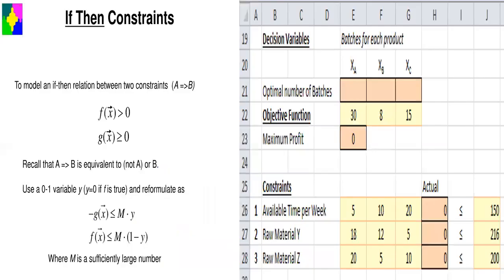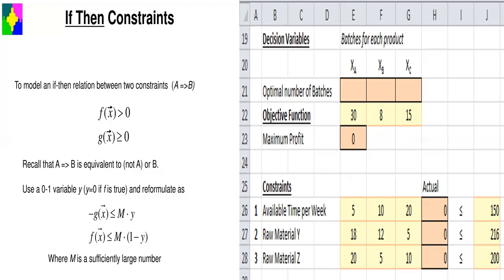Another type of constraint in advanced programming is if-then constraints. Here in the model, there is an if-then relationship between two constraints A and B. If f of x is greater than 0, then g of x is greater than or equal to 0. Recall that A implies B is equivalent to not A or B. Use a 0, 1 variable y equal to 0 if f is true, and reformulate as minus g of x is less than or equal to M times y. M is again the huge number that we introduced, and f of x is less than or equal to M times 1 minus y, where M is a sufficiently large number.